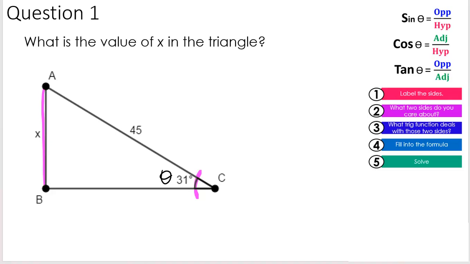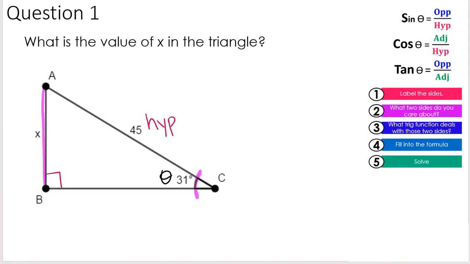What we need to do from the very beginning, right from the get-go, is we need to label our sides, our opposite, adjacent, and hypotenuse. We talked a lot about it in class and how the hypotenuse is always the easiest one to identify. It's that longest side, it's the slant, it's the side that is across from that 90 degrees. So this is my hypotenuse.